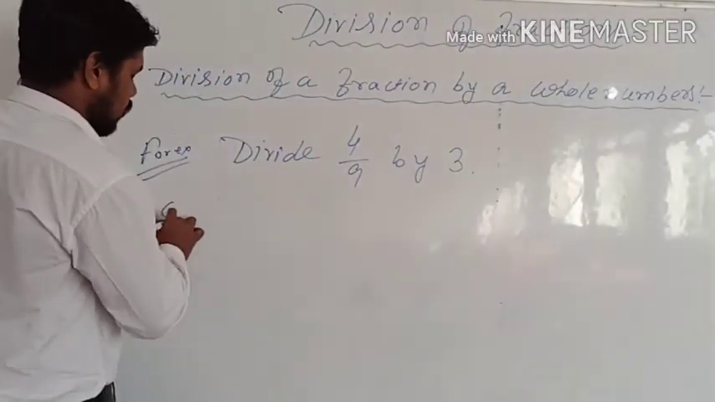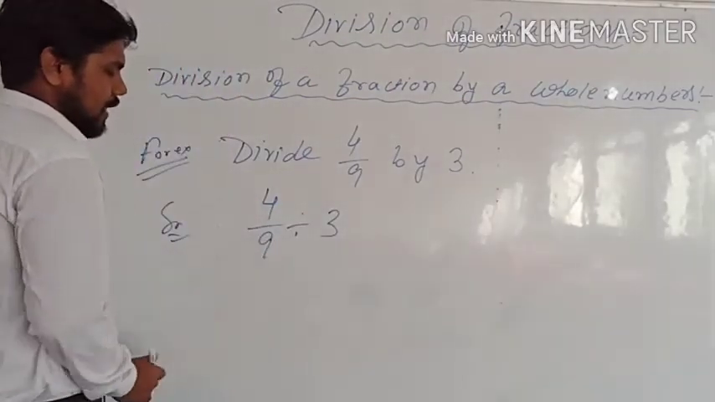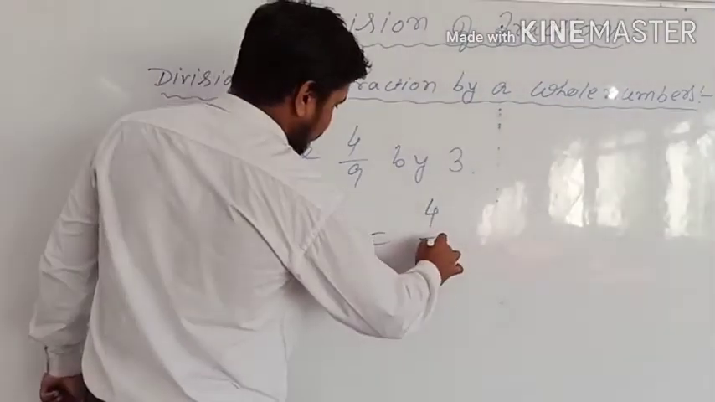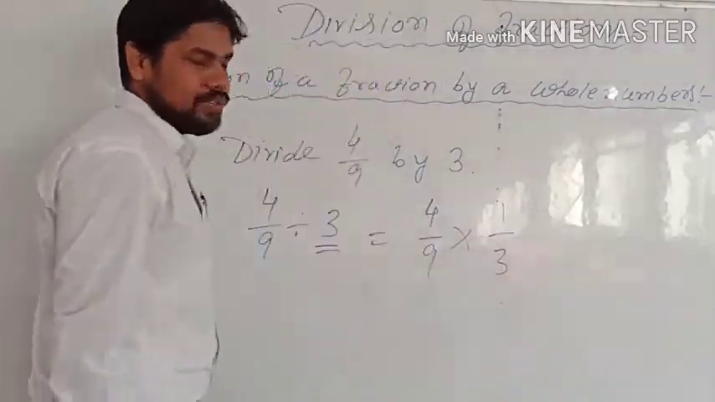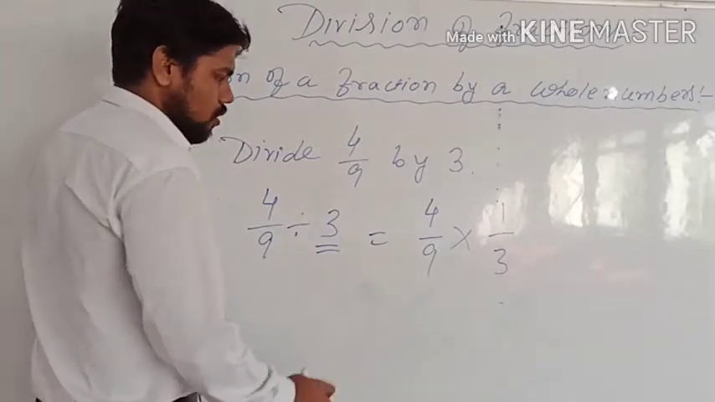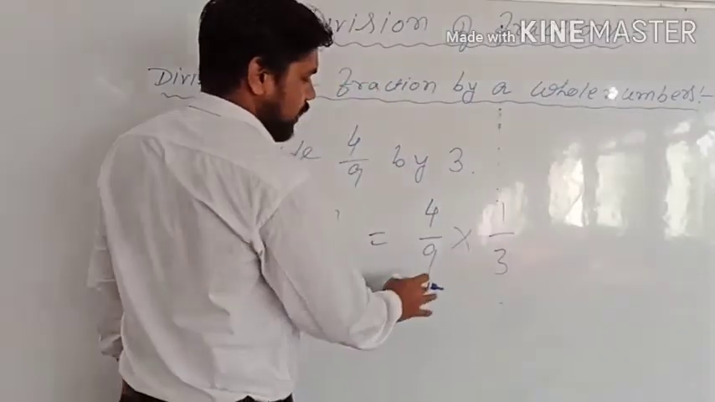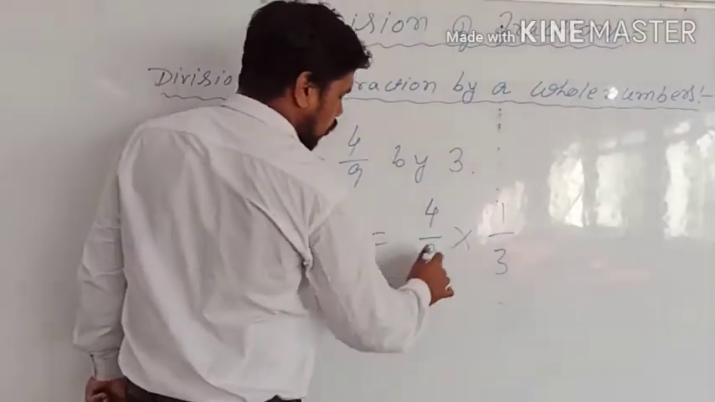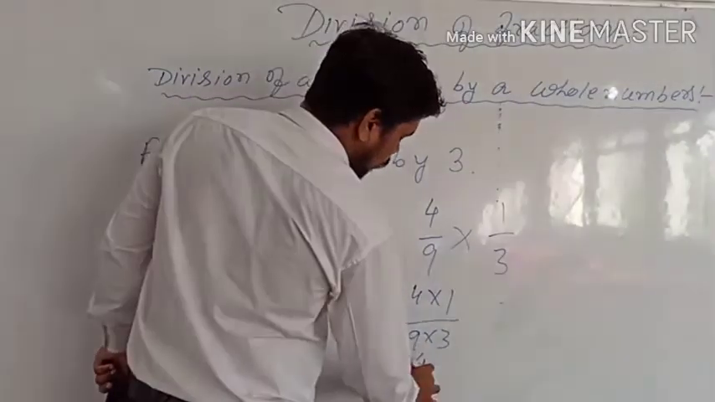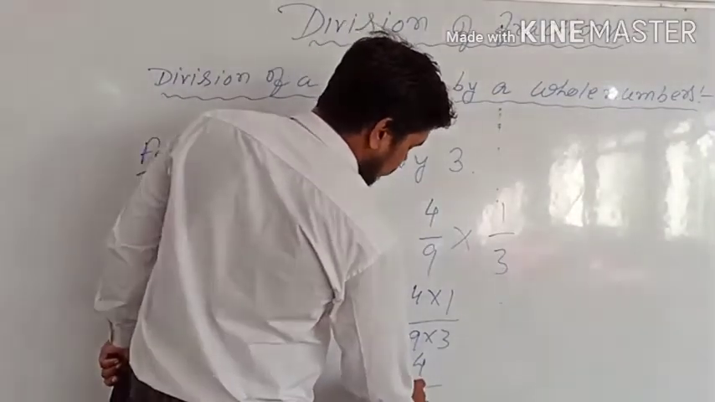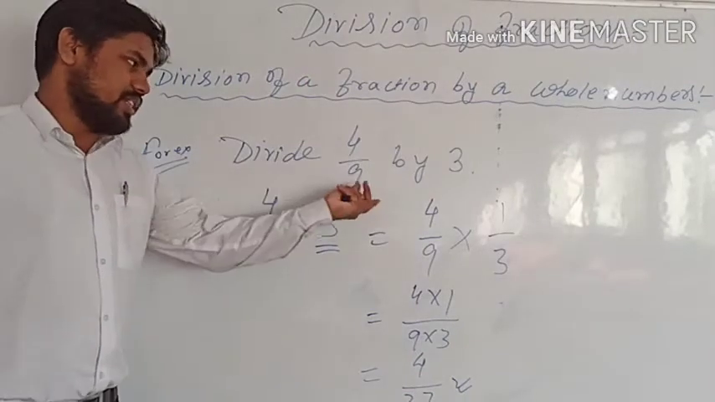So here we have 4 by 9 divided by 3. You can write this as 4 by 9 multiplied by the reciprocal of 3. The reciprocal of 3 is 1 by 3. Now we know the multiplication: numerator will be multiplied with numerator, denominator with denominator. So 4 multiply 1 divided by 9 multiply 3. So 4 multiply 1 is 4 and 9 multiply 3 is 27. So 4 by 27 will be the required answer of this division.